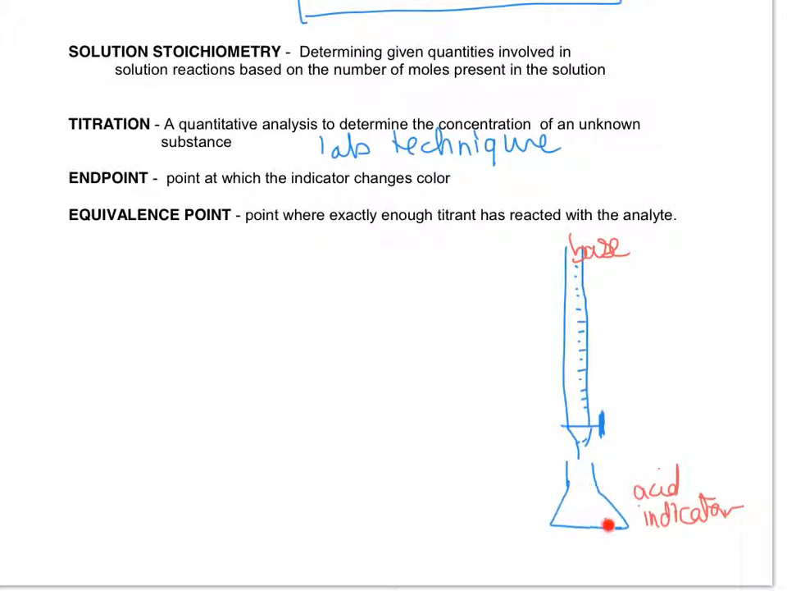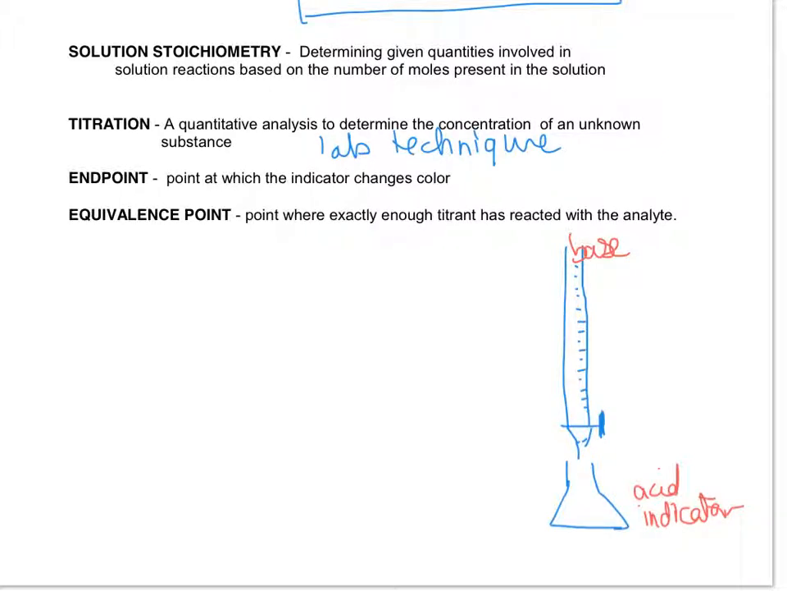So your acid is in your Erlenmeyer flask. Let's say your indicator is phenolphthalein, for example. And so you want to titrate the acid with the base. And the point of titration is to determine the concentration of an unknown substance. So either you don't know the concentration of the base or you don't know the concentration of the acid. You only know one of the concentrations, and you use Stoich calculations to figure out the concentration of the other one.